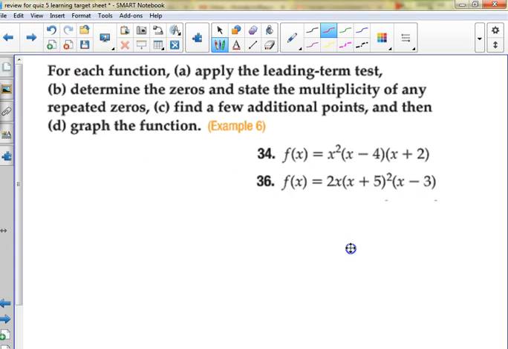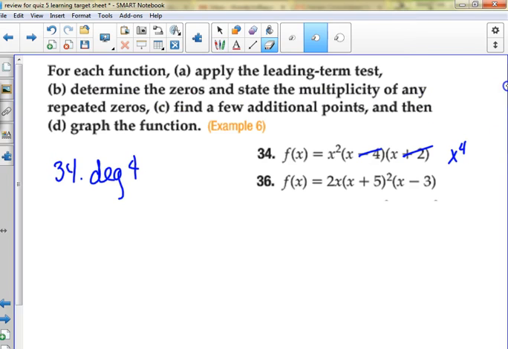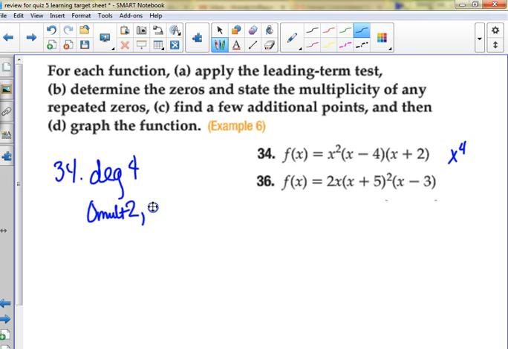Okay, apply the leading term test. The leading term test says, can we predict the end behavior? If I ignore all the constants in here, what power is this? Okay, so this is a degree 4. Then what does it say? Determine the zeros and state the multiplicities. So, okay, if I erase this again, what are the zeros and multiplicity for 34? Zero, multiplicity 2. Other zeros at 4 and negative 2.